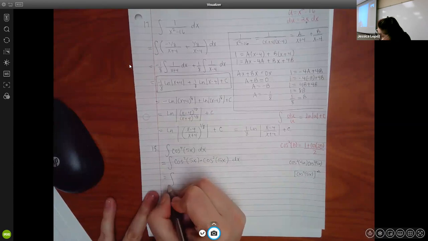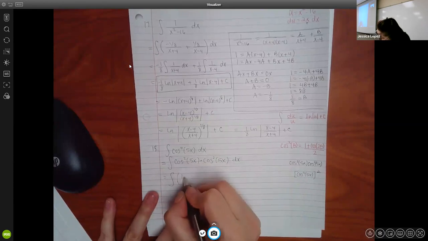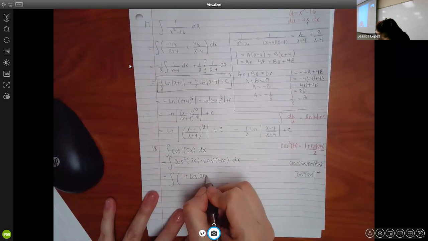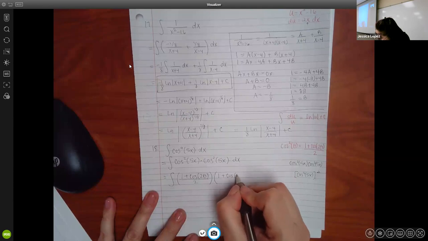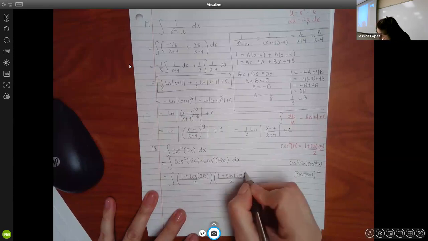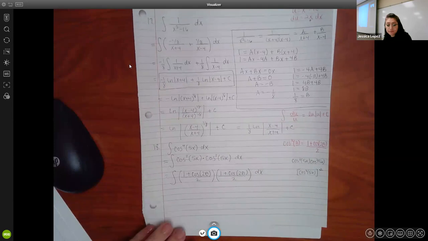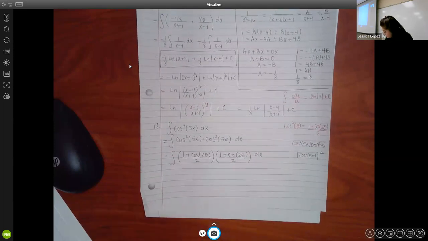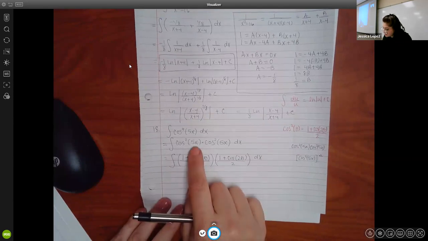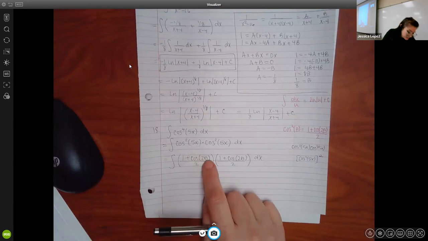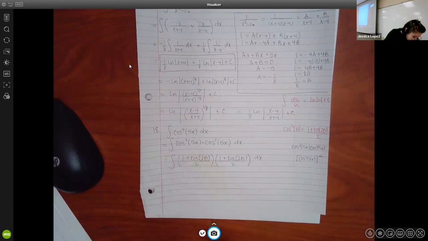So then if I apply the power reducing for this one, it's going to be 1 plus cosine of 2 theta over 2. And the other one, 1 plus cosine of 2 theta over 2. And then dx. So where does the theta come from? Oh, I'm sorry. I put 2 theta because that says 2 theta, right? But what is theta here? The 5x. So then if I do 2 times that 5x, what do I have? 10x. Mm-hmm. Thank you for asking.